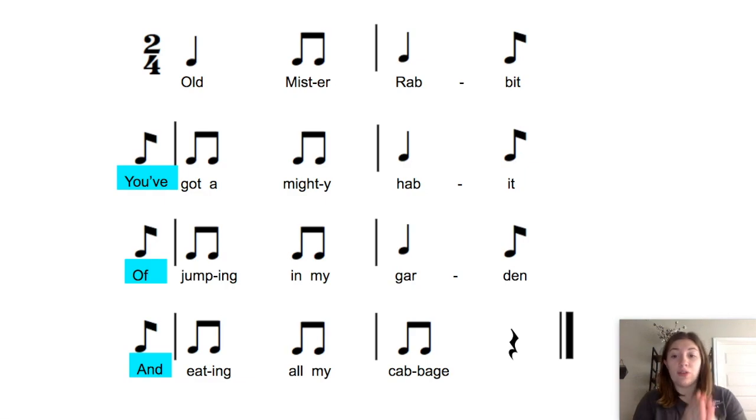Let's sing it on words first. Ready, and Old Mr. Rabbit, you've got a mighty habit of jumping in my garden and eating all my cabbage.